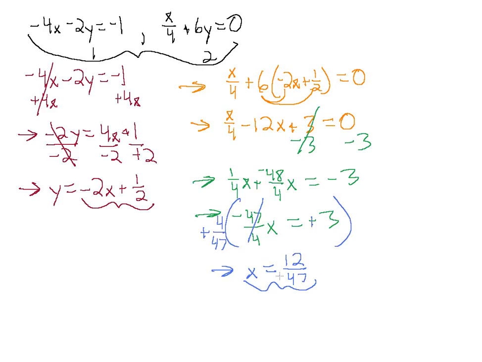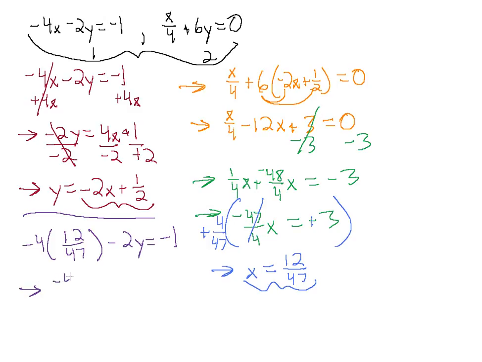Now what we can do is substitute this value for x into one of our equations. Since this one doesn't have any fractions, we can substitute it into equation 1. So let's do so. We have minus 4 times x, which is 12 over 47, minus 2y equals minus 1. Now we have a single equation with a single variable that we can solve for. So let's do so.